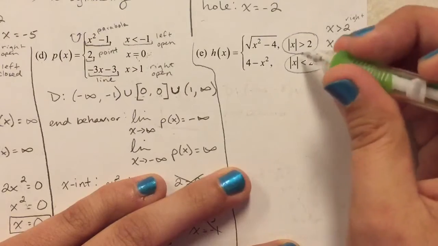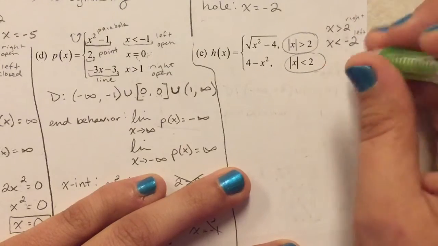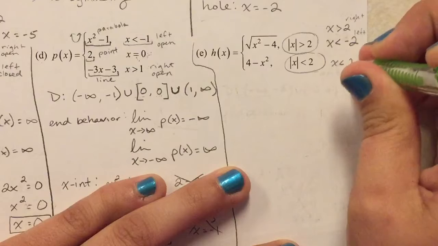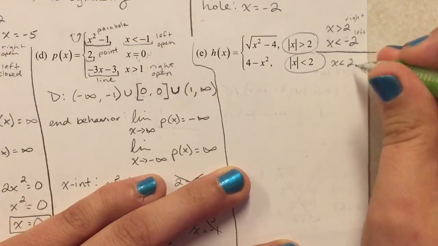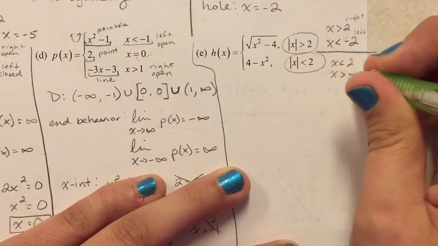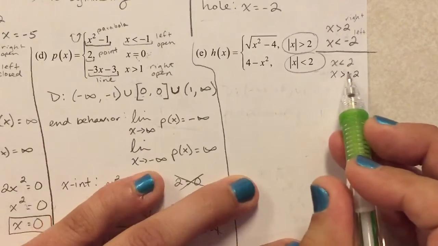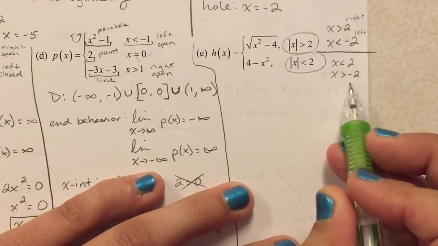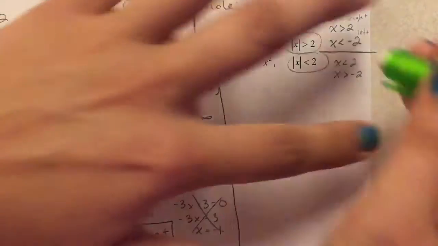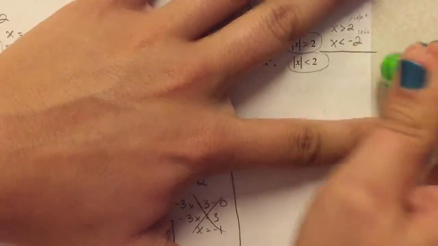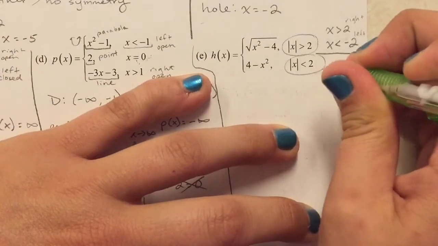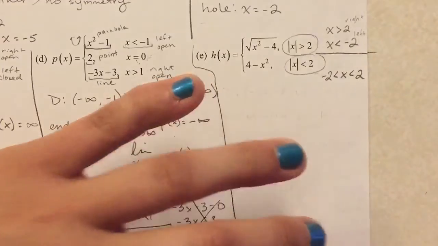This one works the same way. This absolute value of x is less than 2. So I'm going to have x is less than 2, separate that out: x is less than 2 and x is greater than -2. Well, if x is less than 2 and greater than -2, that means it's between those two. So you'll typically see it written this way: -2 is less than x is less than 2.